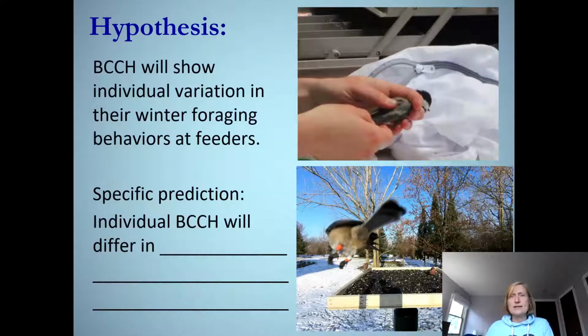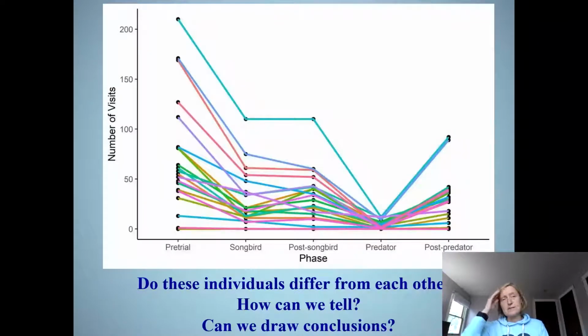We're also really interested in individual variation. Like, are some of these birds going to be more bold or more shy than others? Are they going to behave differently at the feeder? And we did a whole bunch of statistical analysis, but I just wanted to show you that birds do vary a lot in the number of visits, for example, that they make to the feeders. Every one of these lines represents a different bird and a different response, essentially.